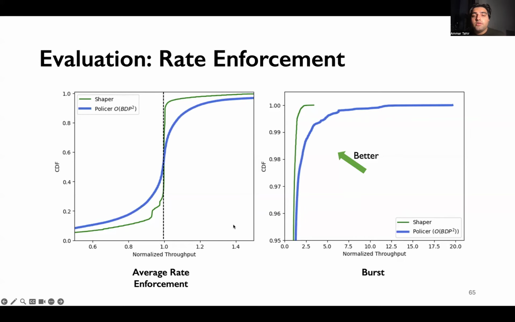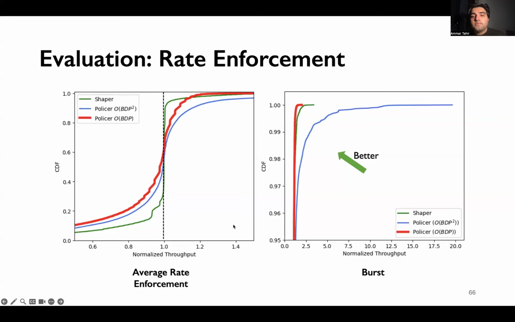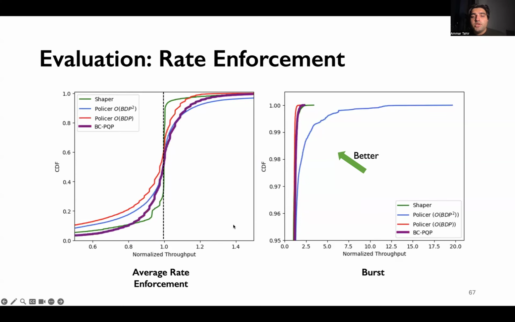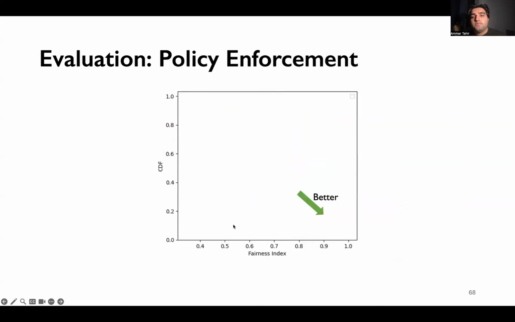Policer sized by BDP, on the other hand, is also able to do correct rate enforcement, even though there are variations in instantaneous rate, but they cancel each other out. But this large policer can cause a burst up to 20x the desired rate. A BDP-sized policer does not cause that burst, but it also under-enforces the rate. You can see how the graph for it is a bit left shifted. BCPQP is able to do correct rate enforcement while having no burst.